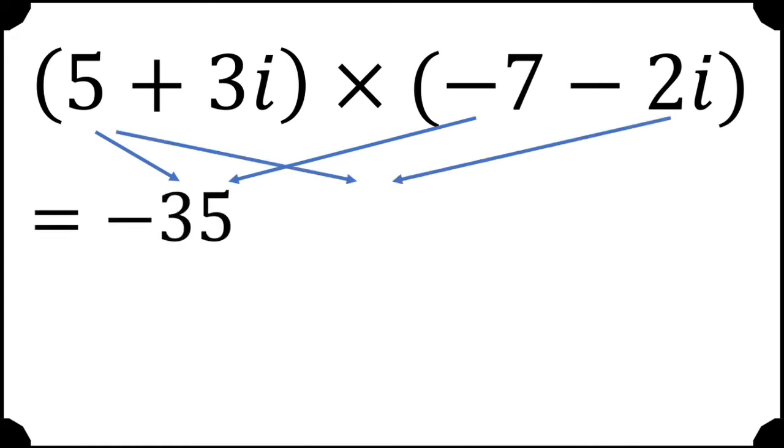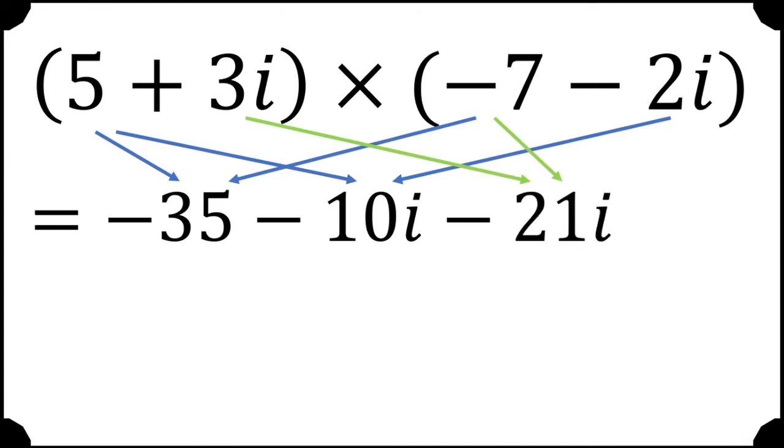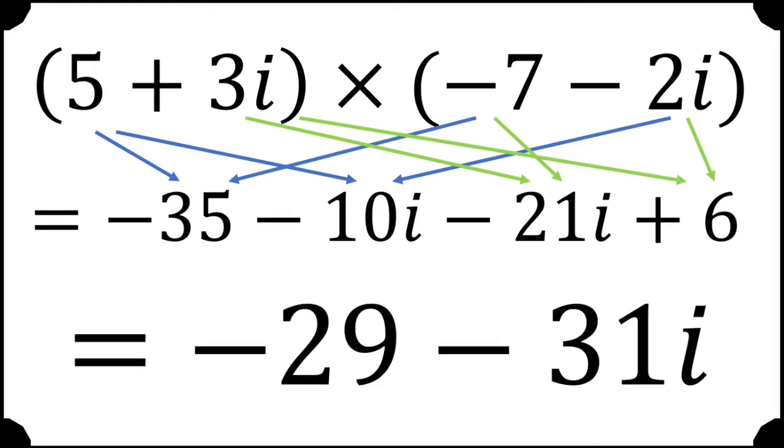Then 5 times -2i, which gives -10i. Then 3i times -7, which gives -21i. And now for 3i multiplied by -2i, we know that i times i gives -1, and 3 times -2 gives -6. So -6 times -1 gives +6. So the final answer is -29 take away 31i. Easy, right?